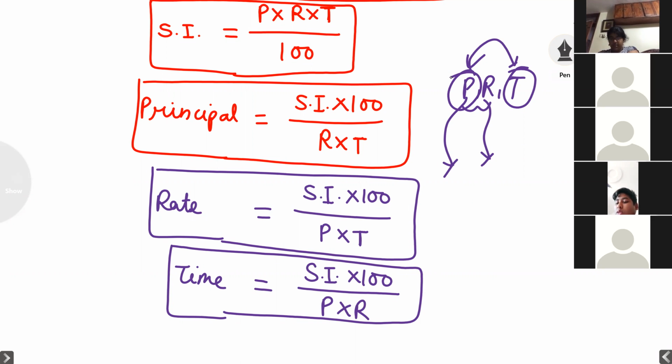One thing you are observing, students: principal is equal to simple interest into 100, rate is equal to simple interest into 100, time is equal to simple interest into 100. If I'm talking about principal, the denominator will be rate and time. If I'm talking about rate, principal and time will be the denominator. If I'm talking about time, principal and rate will be the denominator. I hope it is very clear.